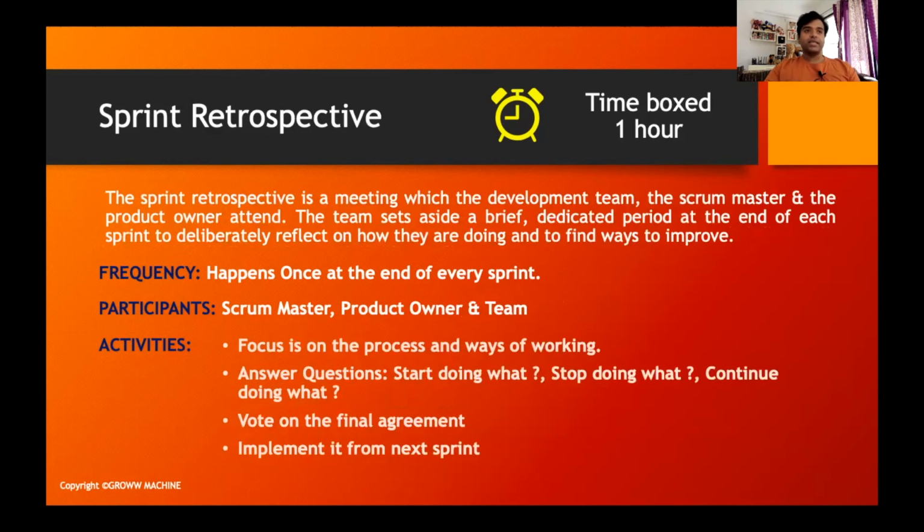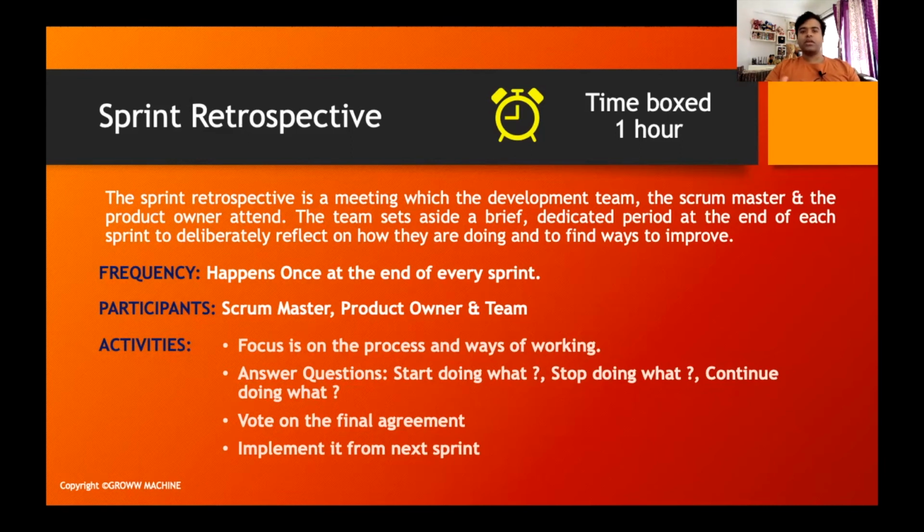Coming down to the last session. Now, these four sessions which I am discussing are as per the Agile Manifesto. The last one is the sprint retrospective. Usually this is time boxed to one hour. And as I said, sprint review is all about the product, what we developed or the features we developed. Sprint retrospective is mostly about the process.